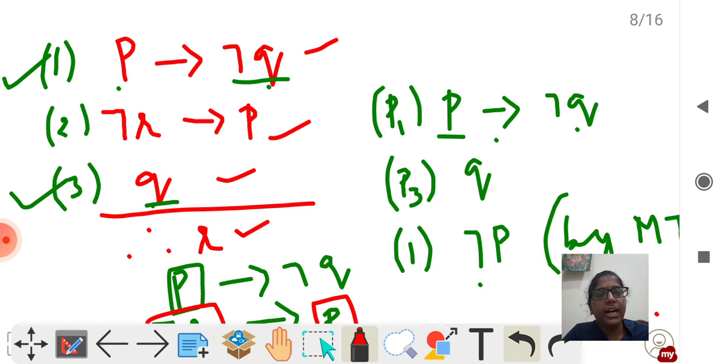So here we have learnt in this logical implication that there are three rules of inference. The first one is modus ponens, the second one is the law of syllogism, and the third one is modus tollens. With these three rules you can prove any argument as a valid argument. Mostly questions will appear using these three rules. You can solve any questions. Okay, clear? Thank you.